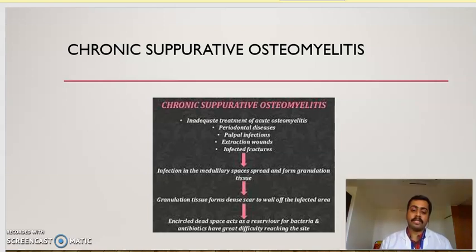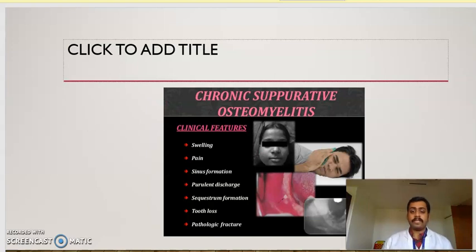Infection in the medullary spaces spreads and forms granulation tissue. The granulation tissue forms dense scar at the wall of the infected area. The encircled dead space acts as a reservoir for bacteria, and antibiotics have great difficulty reaching the site. Now we see the clinical features: swelling, pain, sinus formation, purulent discharge, sequestrum formation, tooth loss, pathological fracture.